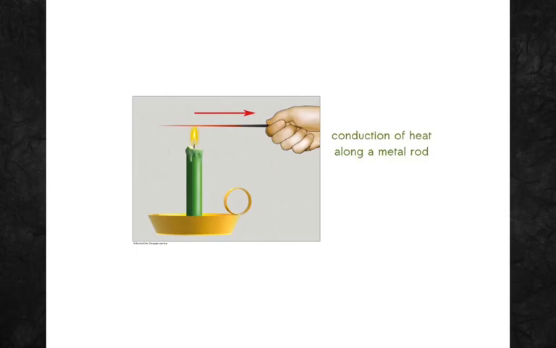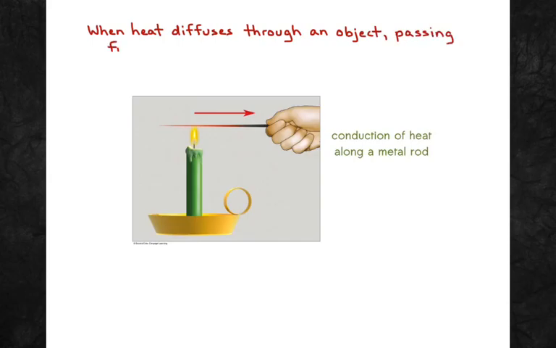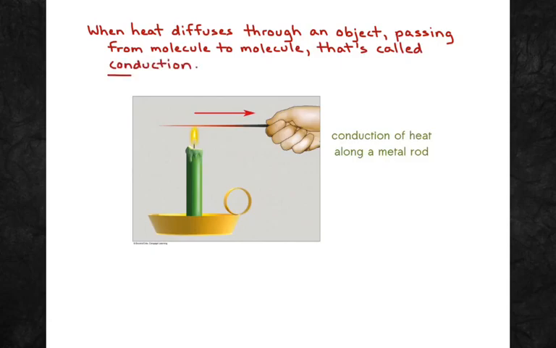So this process, of course, has a name. When heat is diffused in this way through an object, passing from molecule to molecule as they bounce around faster and collide with each other, this process is referred to as conduction. This is conduction of heat, molecule to molecule.